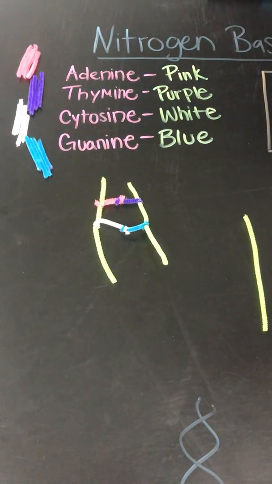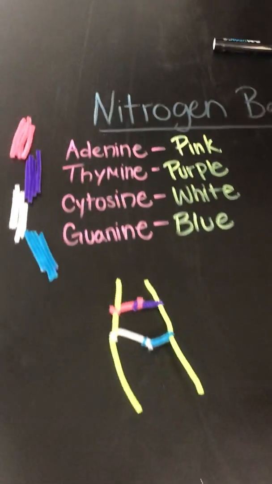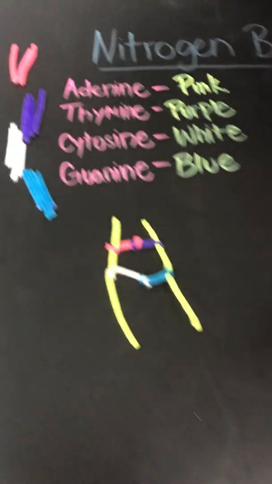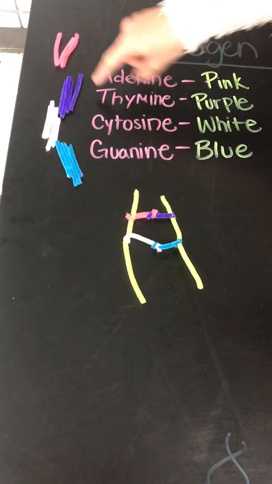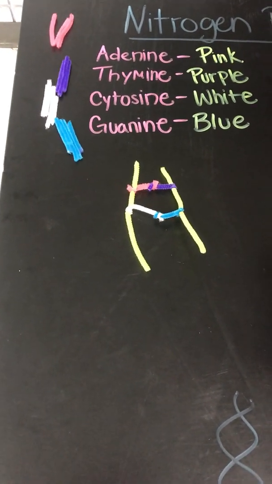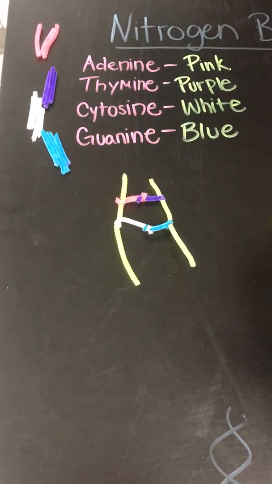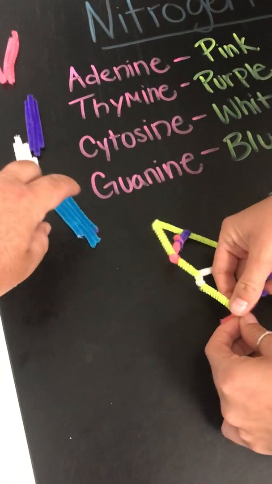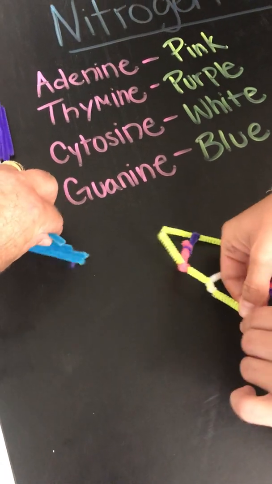Pick a random one. Mr. Adcock, what do you want to pick? Adenine, and A has to go with T, so we'll do adenine and thymine again. I said adenine first, so I want to put this pink on this side. Got messed up there. What happens now?